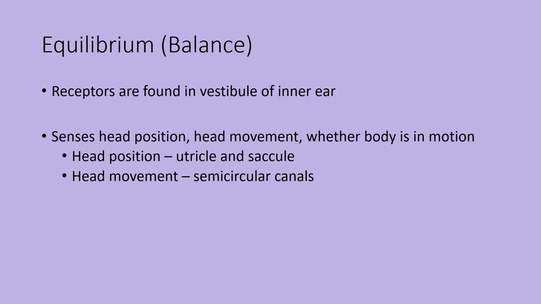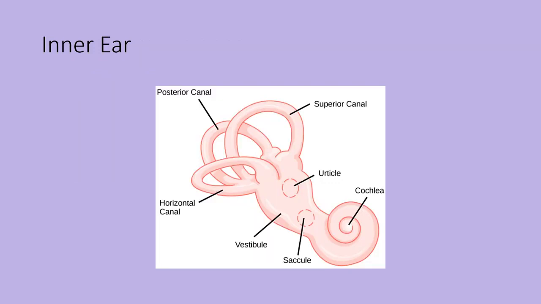Now, equilibrium is another one of your special senses. The receptors are also found in the inner ear, but in the vestibule. Equilibrium helps you sense what your head position is, if there's any movement of the head, and also where the body is relative in motion. Is it still, is it moving, etc. For detecting the position of your head, it is going to involve components of the vestibule, the saccule and utricle. The head movement is involved with the semicircular canals. There are 3 different ones of those.